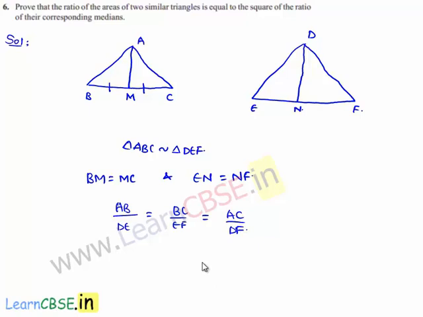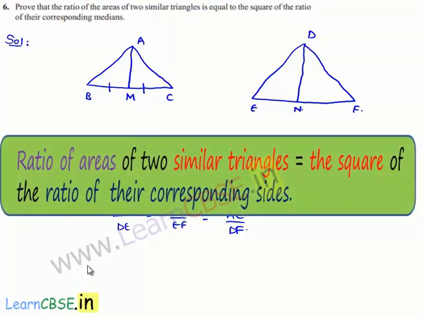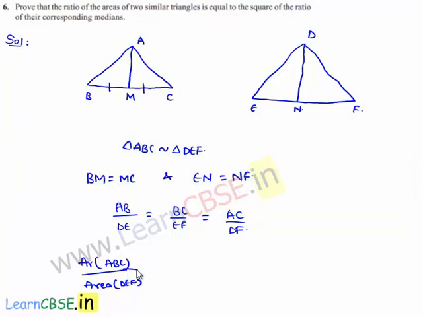And we also know that the ratio of area of two similar triangles is equal to square of ratio of its corresponding sides. Therefore, here we can write area of triangle ABC by area of triangle DEF is nothing but square of ratio of its corresponding sides, that is AB by DE whole square, which can be written as AB square by DE square.